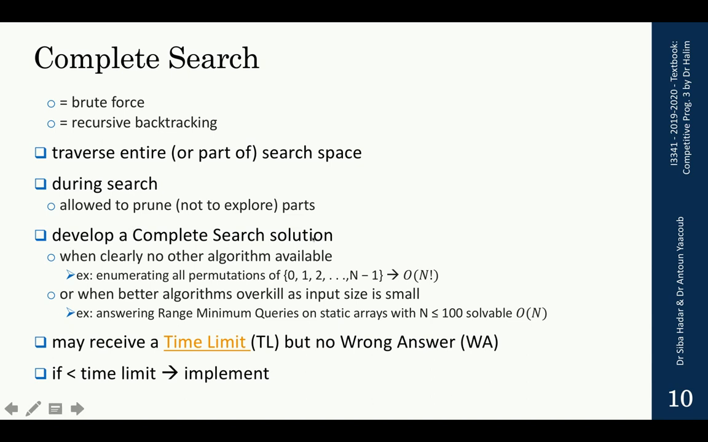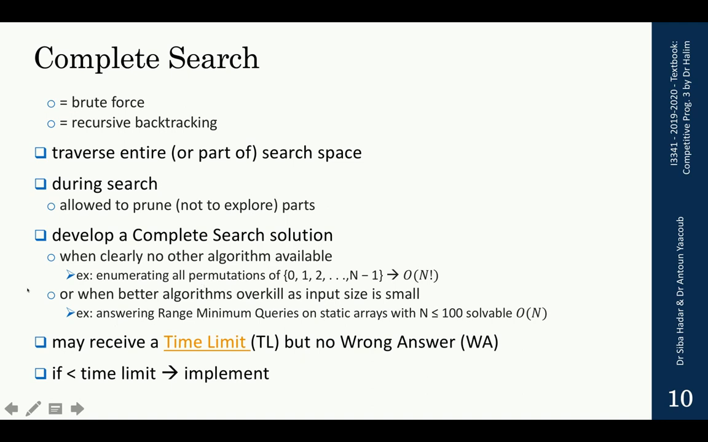You develop a complete search solution when you clearly have no other algorithm available. For example, when you are asked to enumerate all permutations of the range between 0 and n minus 1, you have to do it, and this is of complexity factorial n. Or when we have a better algorithm, but the input size is very small, so it will not perform as fast as a simple complete search solution.